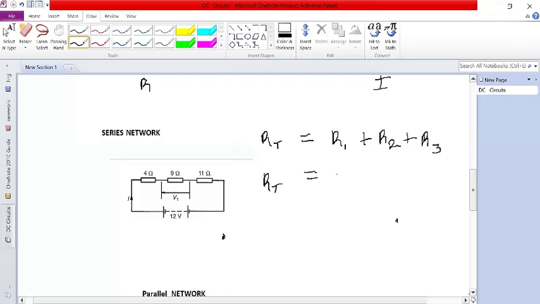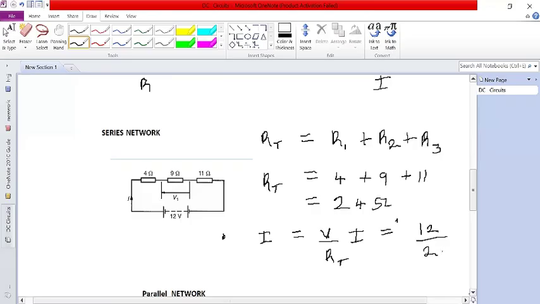So RT is equal to 4 ohms plus 9 ohms plus 11 ohms. So in total, our resistance for this circuit is 24 ohms. Then this is the total resistance. So to calculate the current in the circuit, we just use Ohm's law. So current is equal to voltage over total resistance. So current is equal to the voltage, which is given as 12 volts, over the total resistance, which is 24. So the current in this circuit is equal to 0.5 amps.